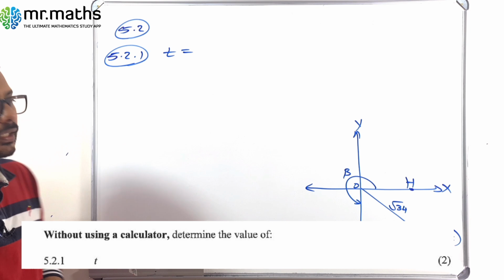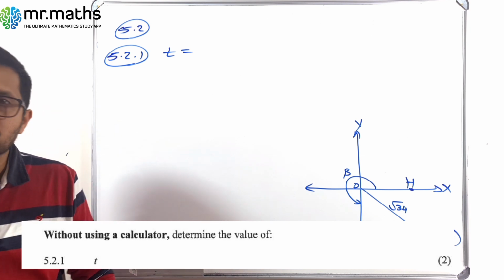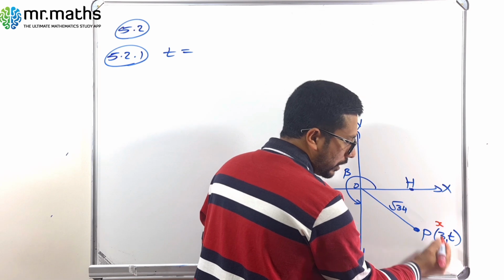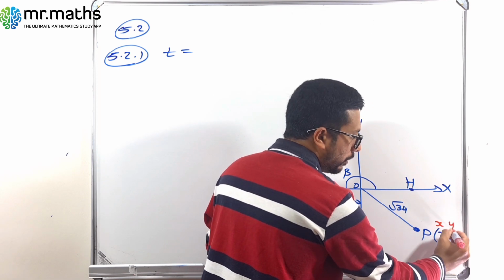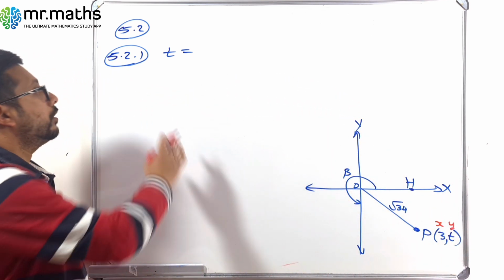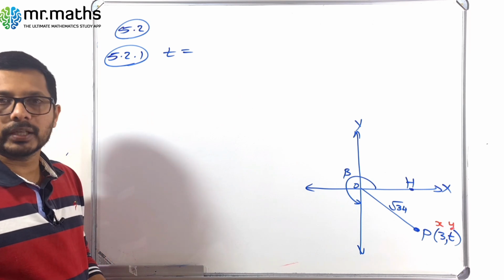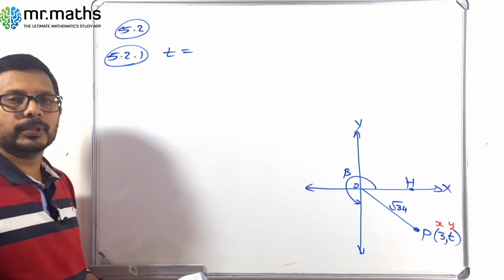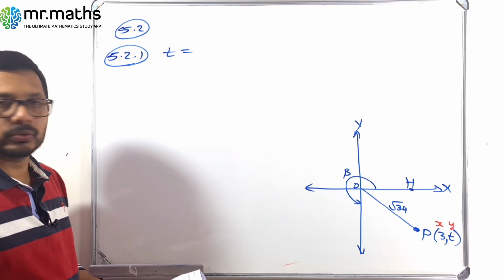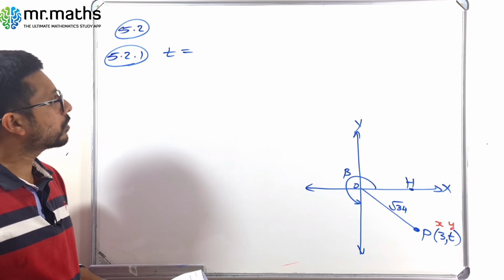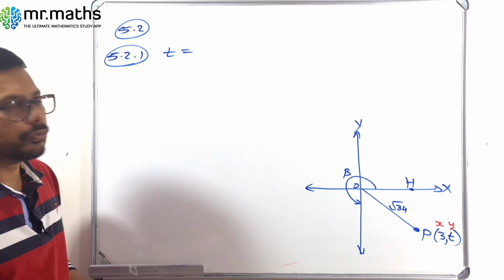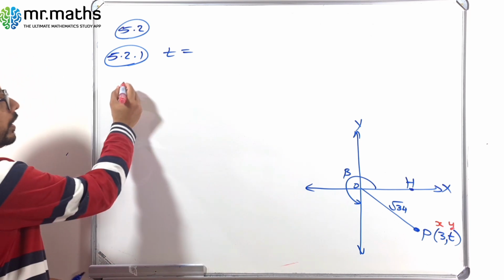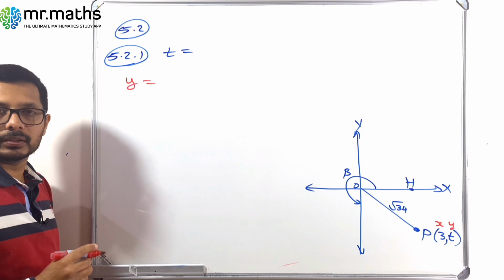Okay, so what does T stand for? T stands for the y, am I right? In (3, T), 3 stands for x and T stands for y. So determine the value of T means that actually you have to find the y value, am I right? Okay, so here how can you find the y value? How can you find the y value? Y is equal to... you have to remember those formulas.